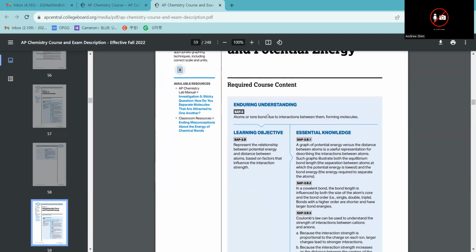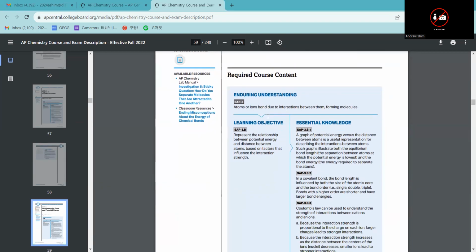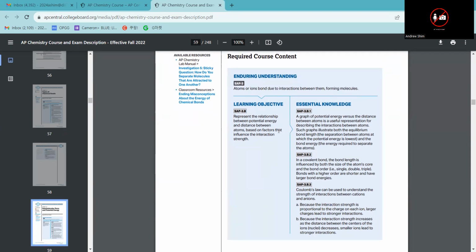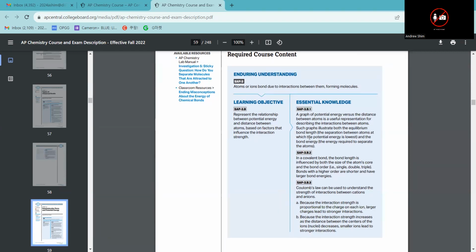This is about representing the relationship between the potential energy and the distance between atoms, based on factors that influence the interaction strength. That's the main objective, and the specific information states that the graph of potential energy versus the distance between atoms is a useful representation for describing the interactions between atoms. Such graphs illustrate both the equilibrium bond length and the bond energy. We'll look through this graph more specifically, but it is sort of self-explanatory.